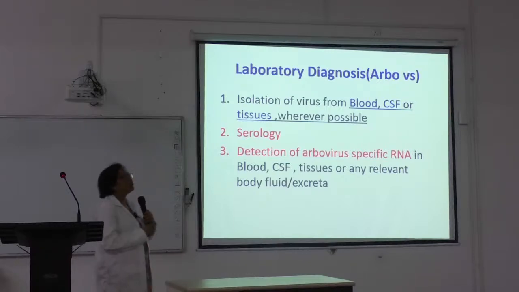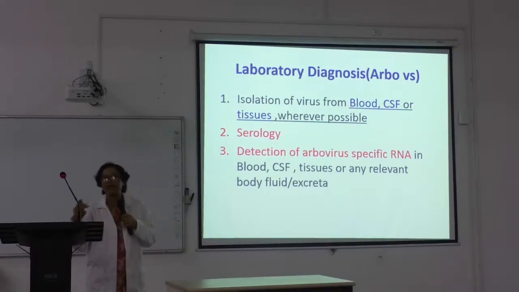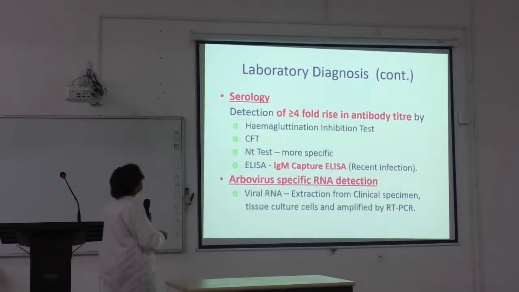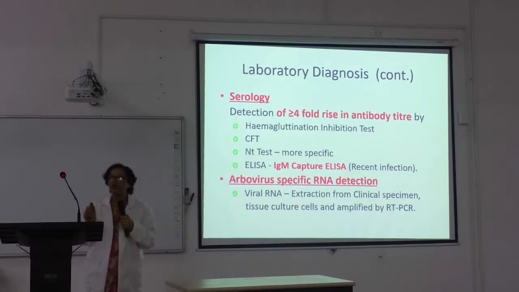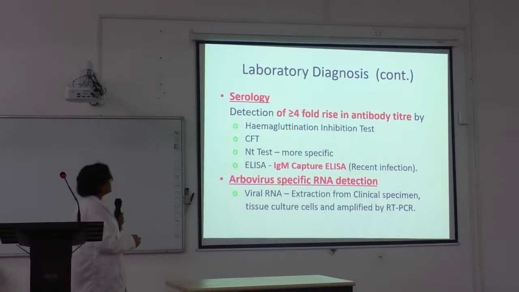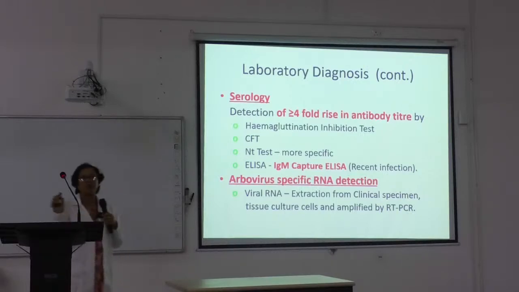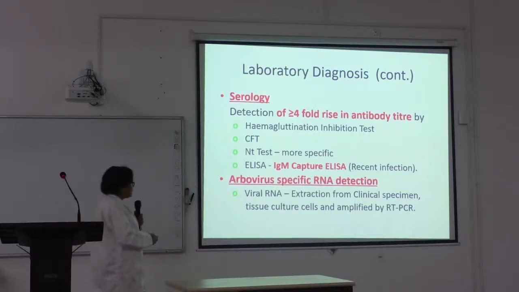So these are the common laboratory diagnoses for all the arboviruses. It may be dengue, it may be encephalitis, it may be chikungunya. The diagnosis is the same. Serology, I have told, 4-fold rise of the antibody titer can be seen, and other tests to diagnose virus are hemagglutination inhibition test, complement fixation test, neutralization test, ELISA. You must mention ELISA for serological test. And lastly, PCR. Arbovirus RNA detection by RT-PCR.